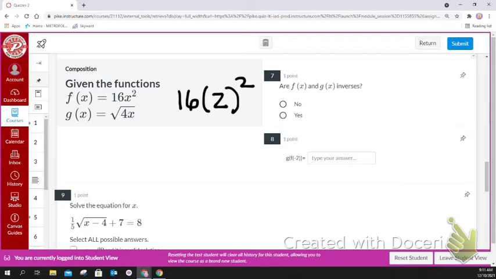And then whatever answer you get, you're going to substitute that into G. So I'm going to let you all figure that part out. First figure out what this number is, and then take this number and substitute it into your G function. So you're going to type in the square root of 4 times that number, and that's the answer that you're going to put in for number 8.